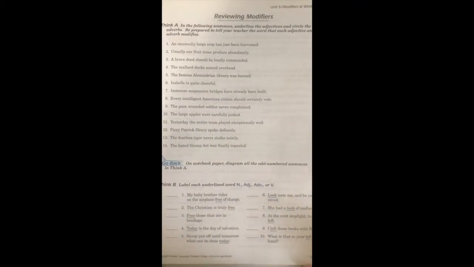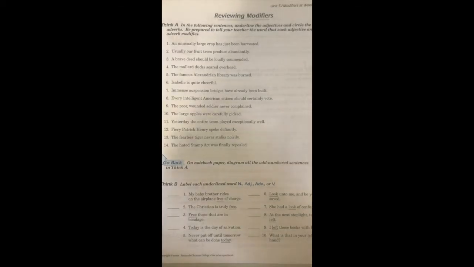And here for our language arts assignment, we are reviewing modifiers. So we are coming very close to the end of Unit 5, where we've learned all about modifiers, and today we're just going to do a review. So on Think A, you're going to underline the adjectives and circle the adverbs. We've been doing adjectives and adverbs for quite a while now.